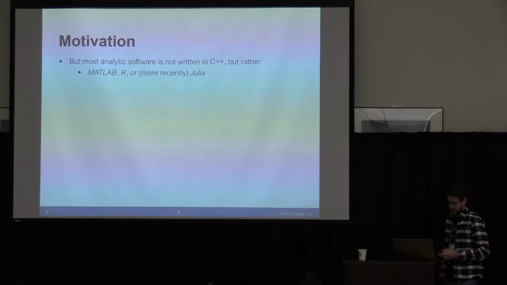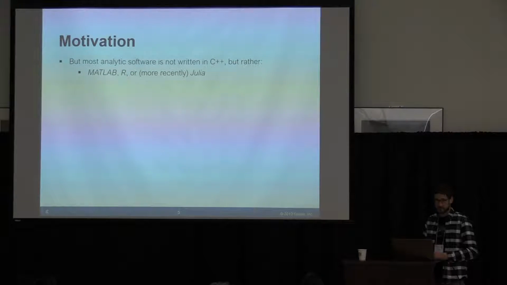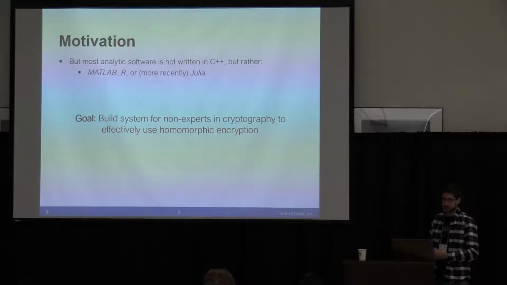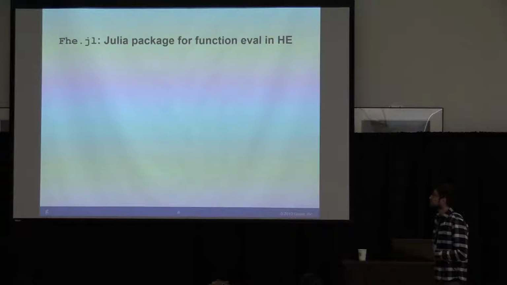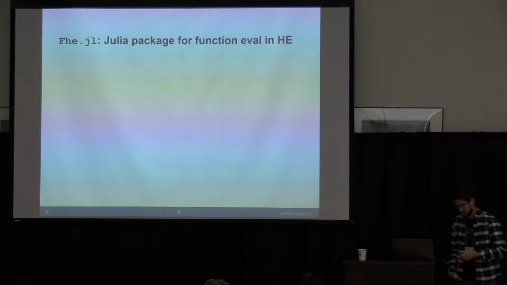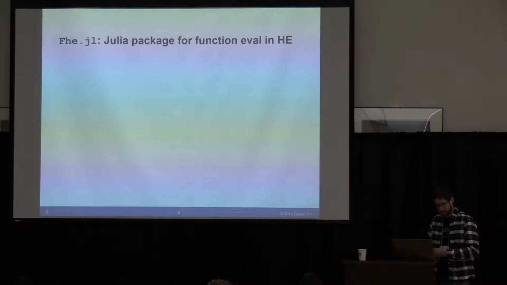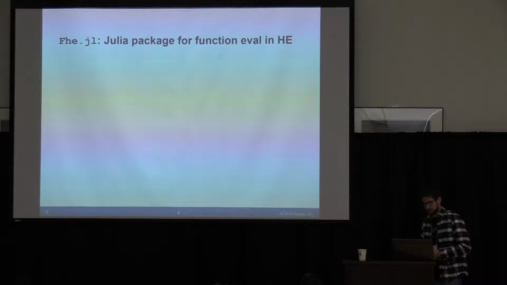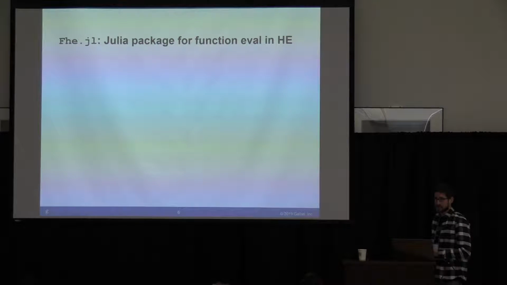As I mentioned, most people writing, say, machine learning algorithms or analytic software expect to use languages they're familiar with, like MATLAB, R, Python, and another language in the space, which is more recent, is Julia. And so what we really want to do is build systems that allow these people to use homomorphic encryption, and secure computation more generally, without being experts in that area. So in this project, we built a library in Julia that's a first step in this direction. It allows function evaluation of Julia functions to be run using homomorphic encryption.